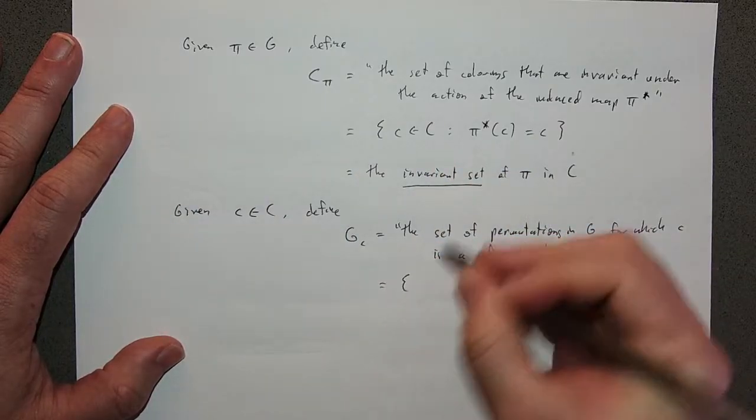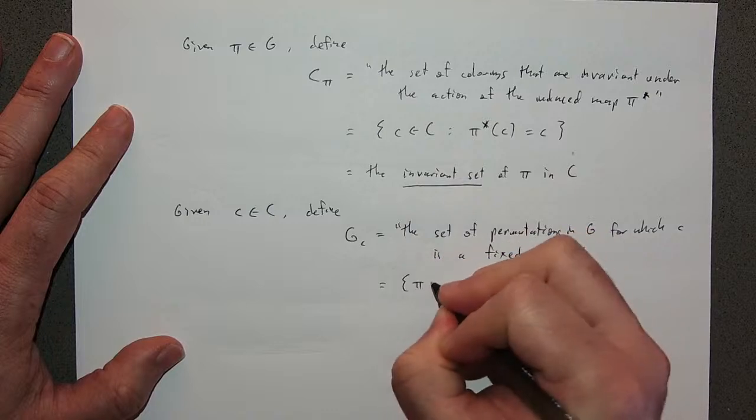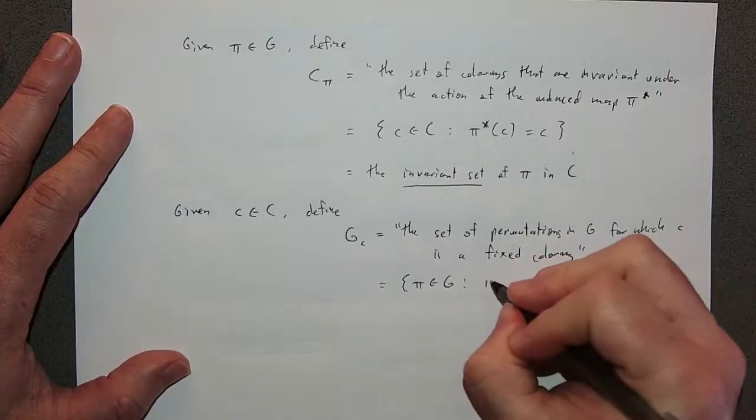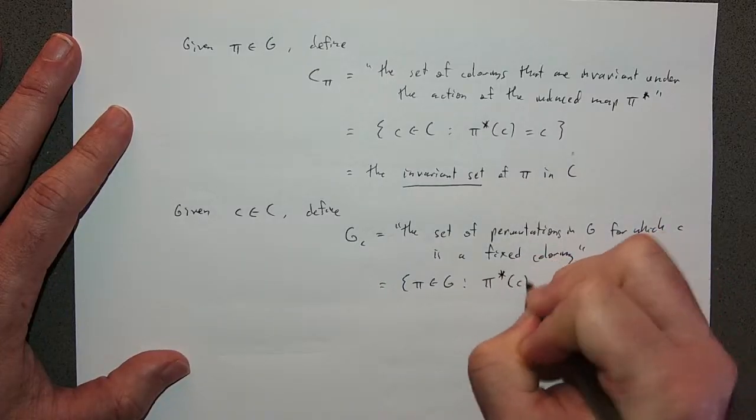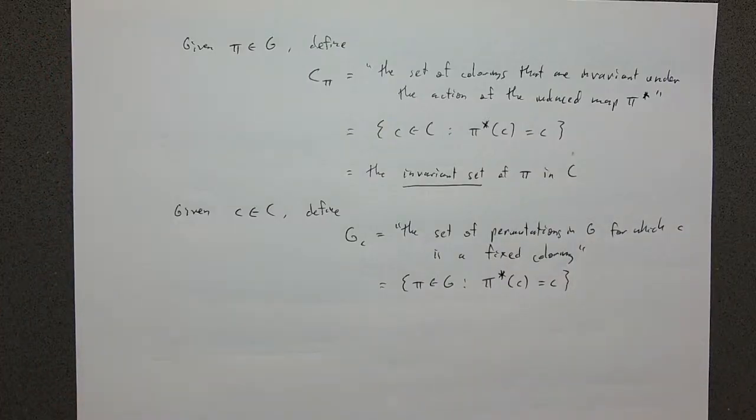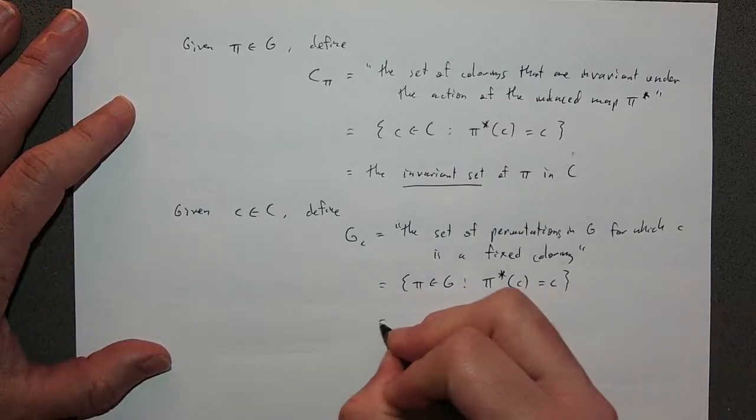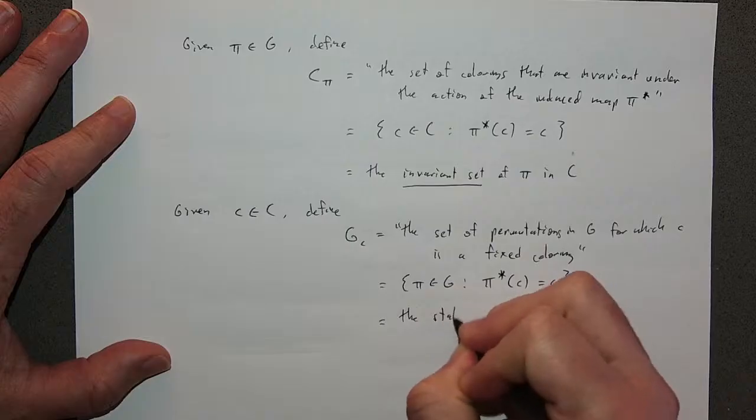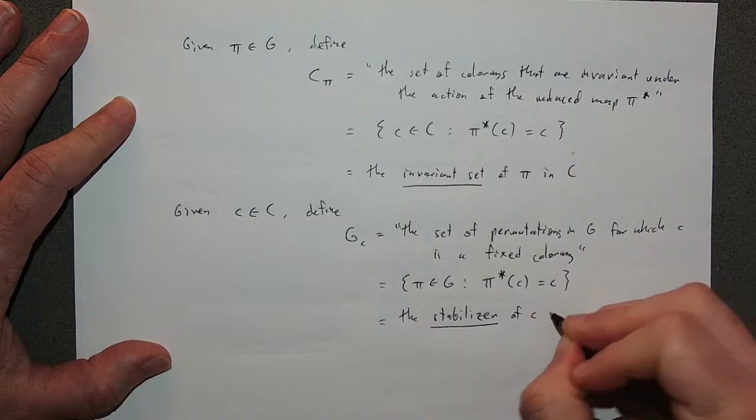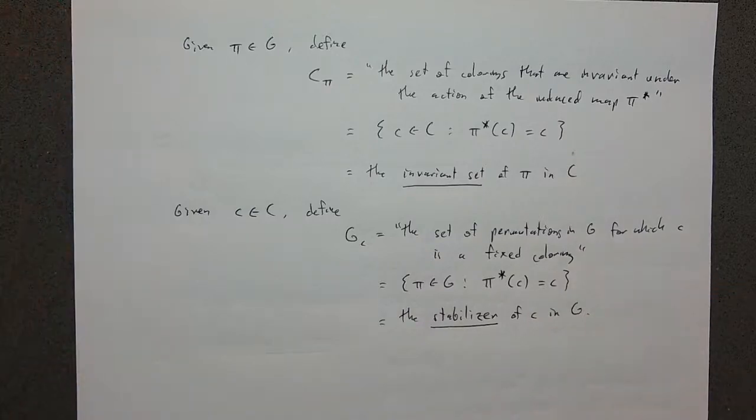So instead of being a subset of C, it actually turns out to be a subgroup of G, but it's certainly a subset of G, just by definition. So it is the collection of permutations for which this is the case for that fixed coloring C. This is called the stabilizer. This is the stabilizer of C in the group G. This is always a subgroup of G.